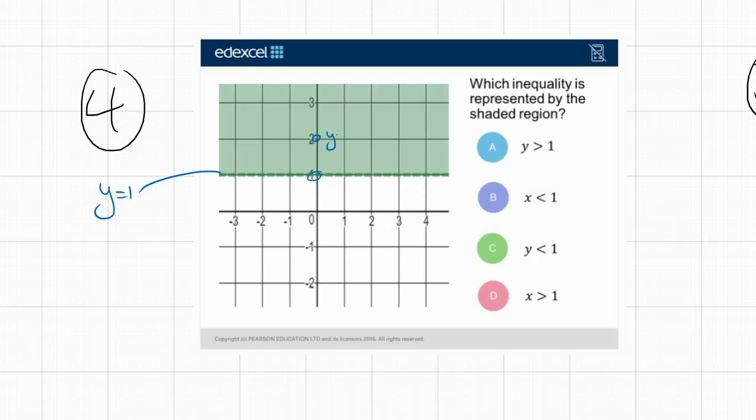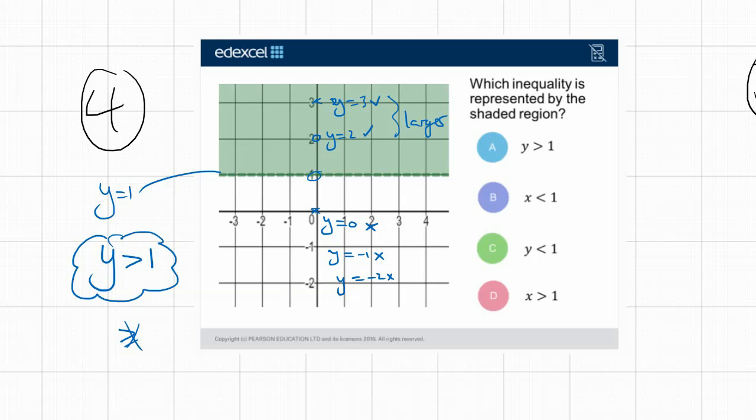And we've got y equals 2 works, y equals 3 works, y equals 0 doesn't work, and these don't work as well, because they're not shaded in, so they don't satisfy it. So we're looking for values that are larger than 1. So y is larger than 1. And we know it's not that one because we don't have a solid line. So y is greater than 1. We've got A.